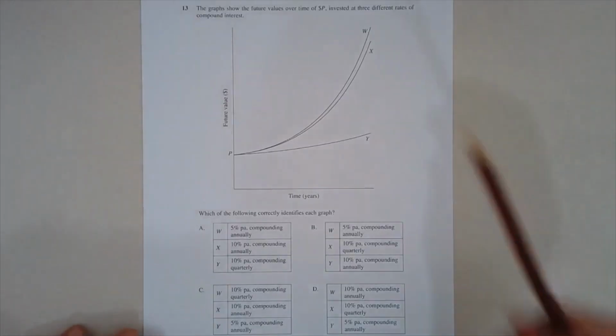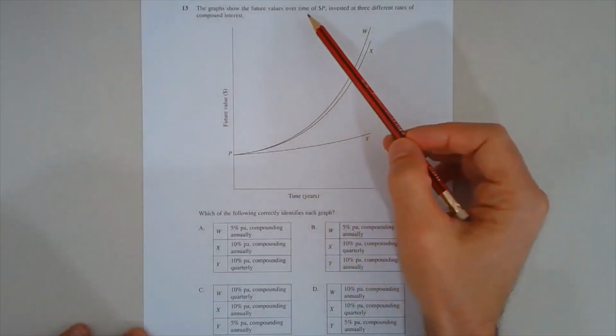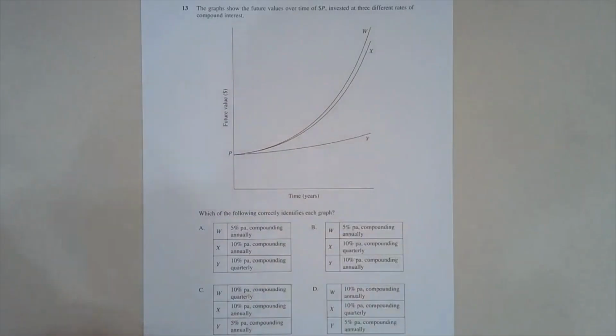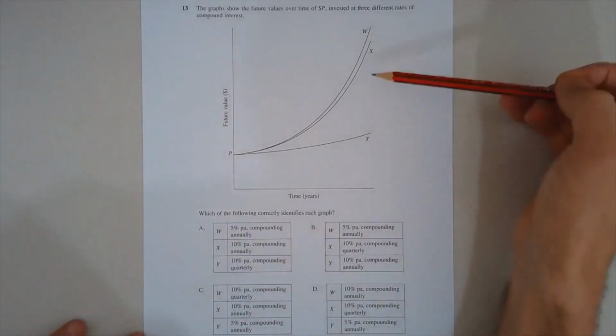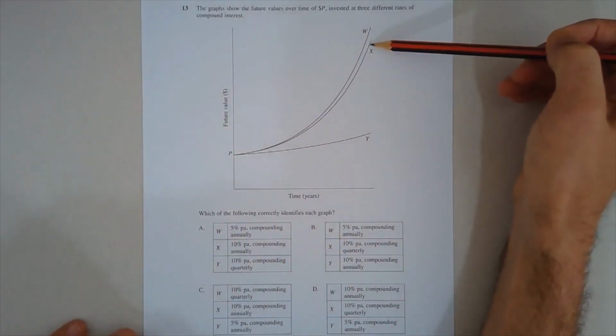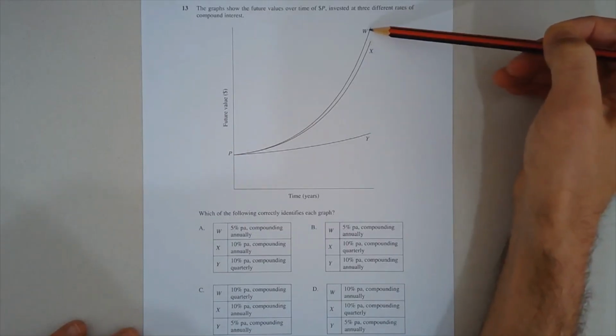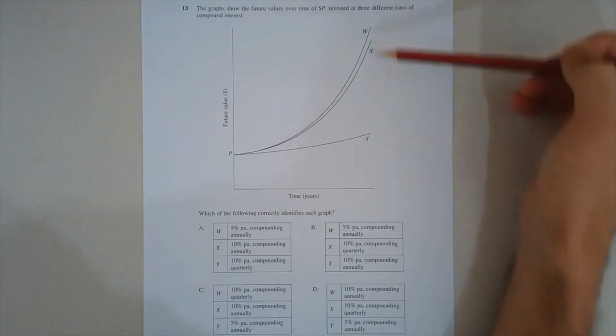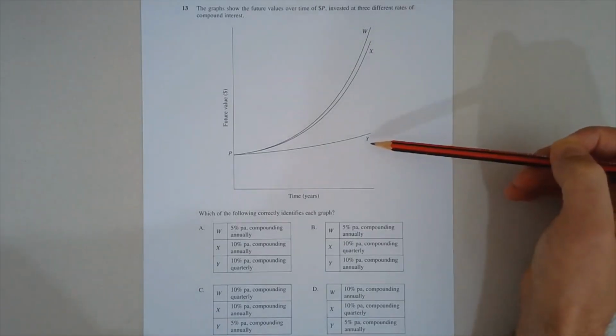Question 13. The graphs show the future values over time of P dollars invested at 3 different rates of compound interest. Which of the following correctly identifies each graph? Let's have a look at the graphs carefully. Curve W and curve X are fairly close to each other. We would expect that the compound interest rate for W and X to be fairly close. Y should be quite a lot lower.